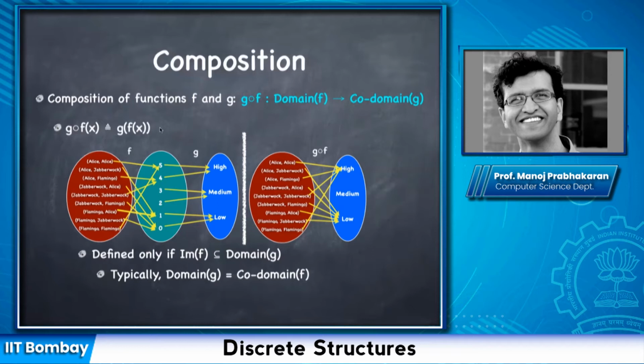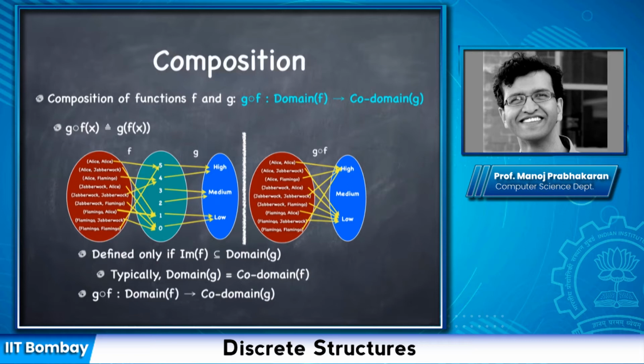G could have something larger than the codomain of f, but often this is the situation you would find yourself in. F will be defined with a codomain which is the same as g's domain, so that when you define g of f, you don't have to worry about what exactly the image of f is.